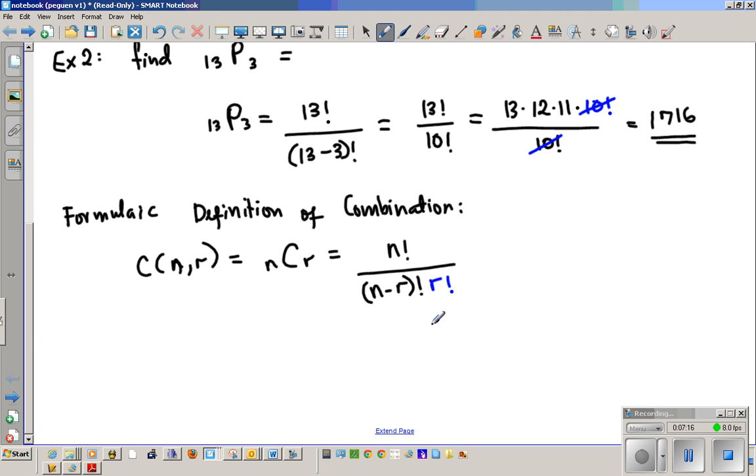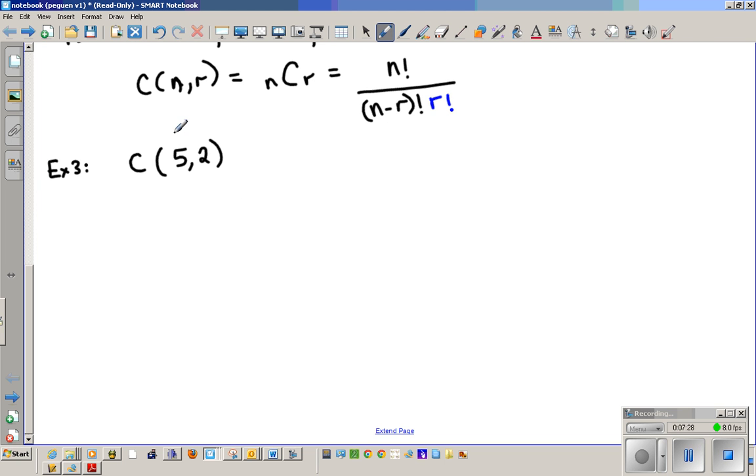What if I had C of 5, 2? This is example 3. What if I had something like that? How will you do this? Well, obviously this is n, and this is r. So we're going to apply this formula. We're going to have 5 factorial divided by 5 minus 2 factorial, times 2 factorial. So that becomes 5 factorial divided by 3 factorial, 2 factorial.